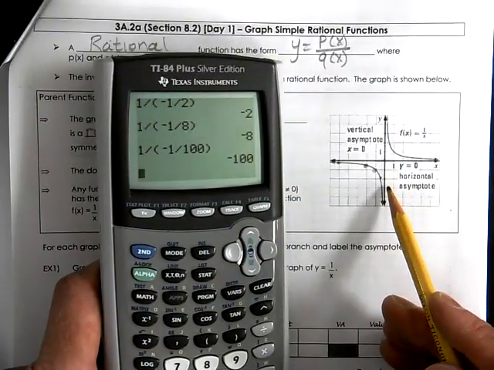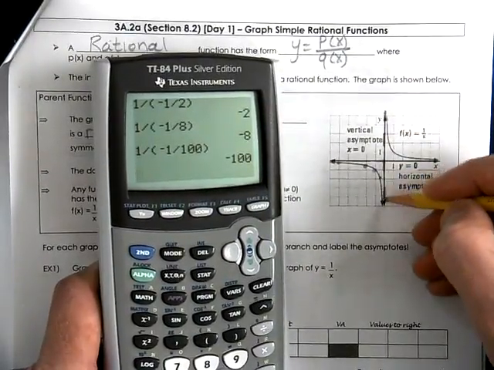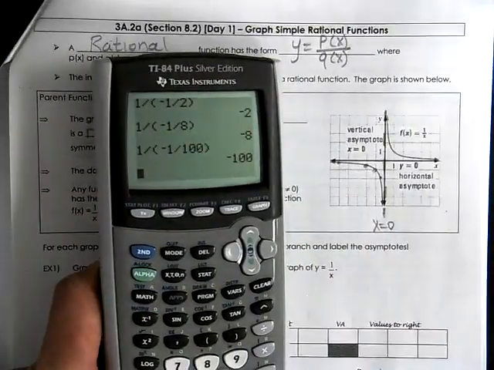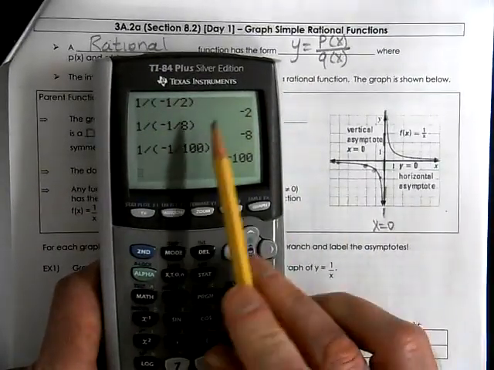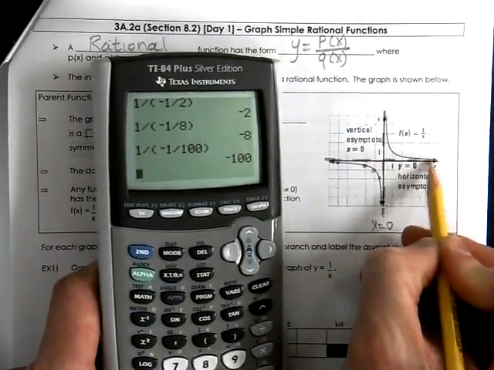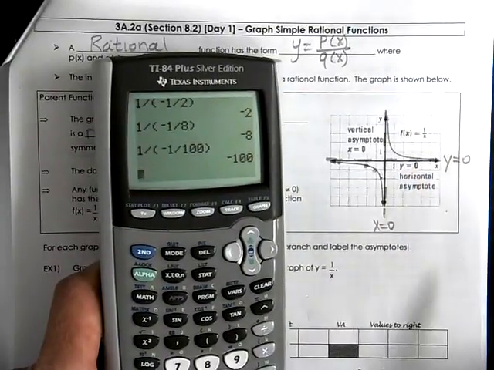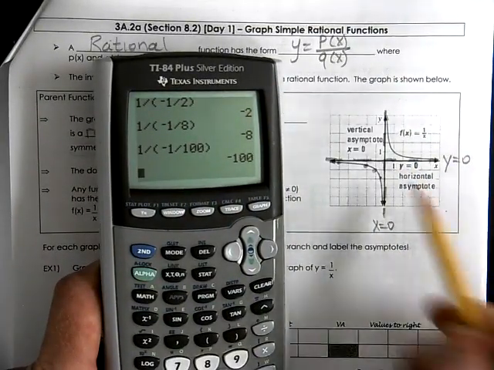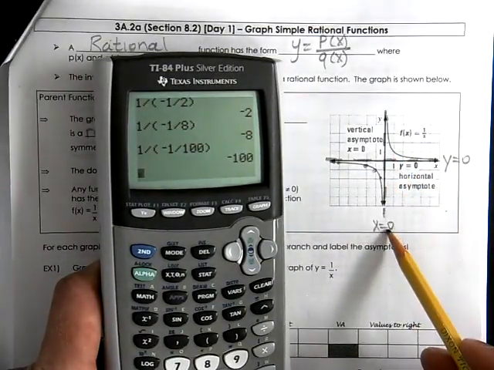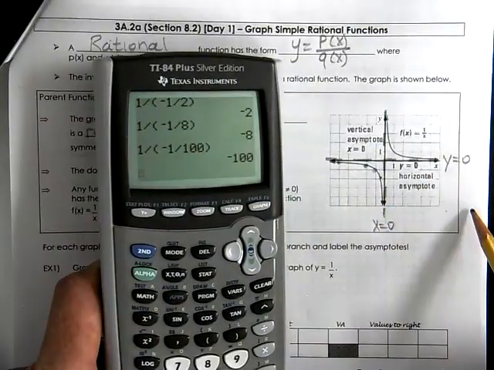You can't touch it. So we call this an asymptote. We draw that with a dashed line. X equals 0. And you noticed that we never touched 0. So we have our asymptote of y equals 0. That is your horizontal asymptote and your vertical asymptote. Vertical goes up and down. Horizontal goes right and left.